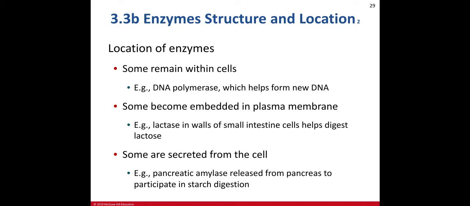So, where do we find enzymes? Well, we can find them inside of our cells. An example is DNA polymerase. That DNA polymerase is going to form new DNA and it speeds up that process. We can find them embedded in the plasma membrane. There's an enzyme called lactase that is in the small intestine walls, which is going to help break apart lactose. And if you are someone who is lactose intolerant, it's because you either don't have lactase or it's not functioning in your small intestines.